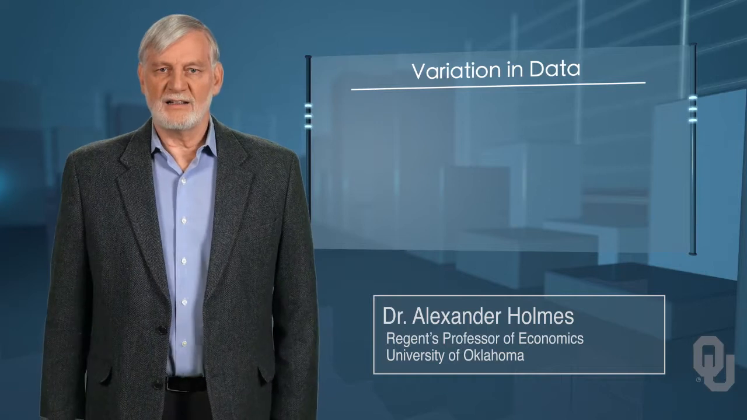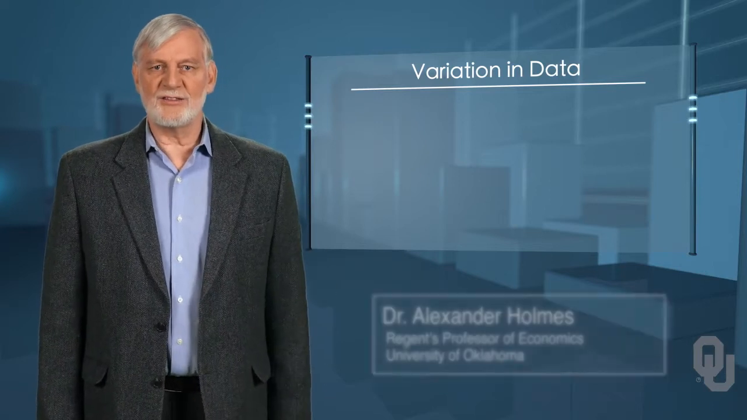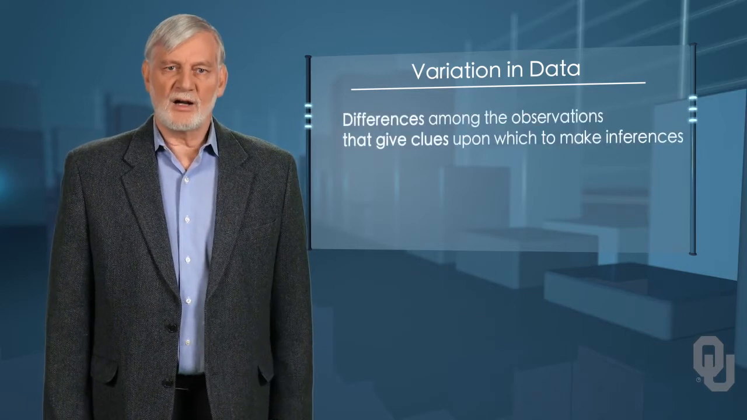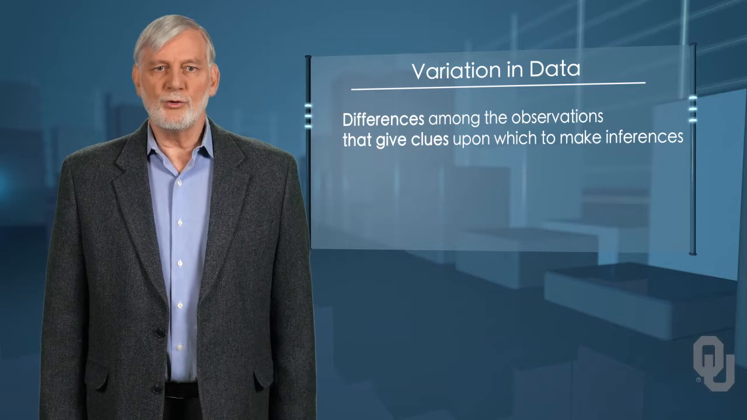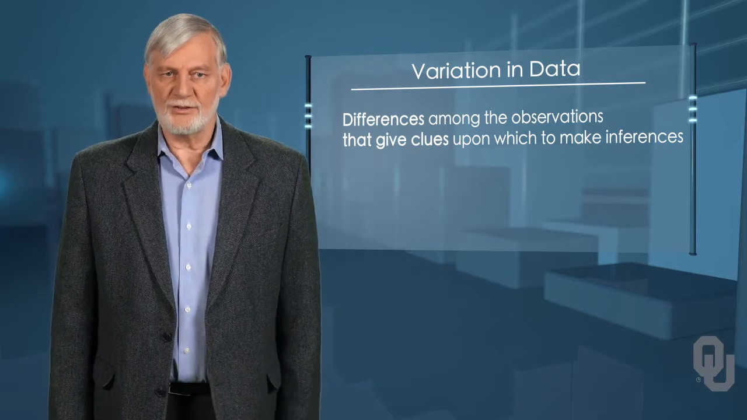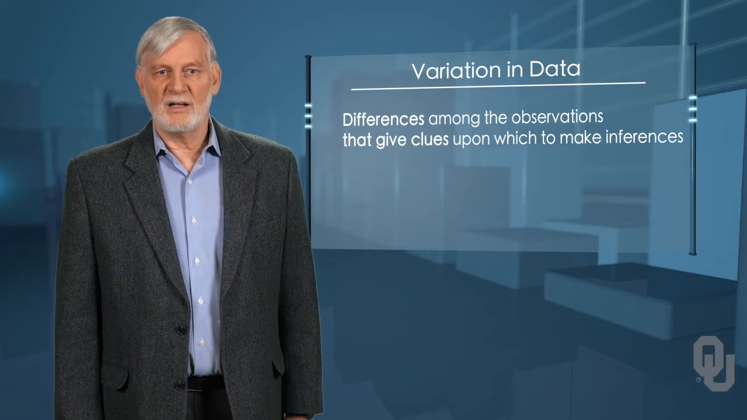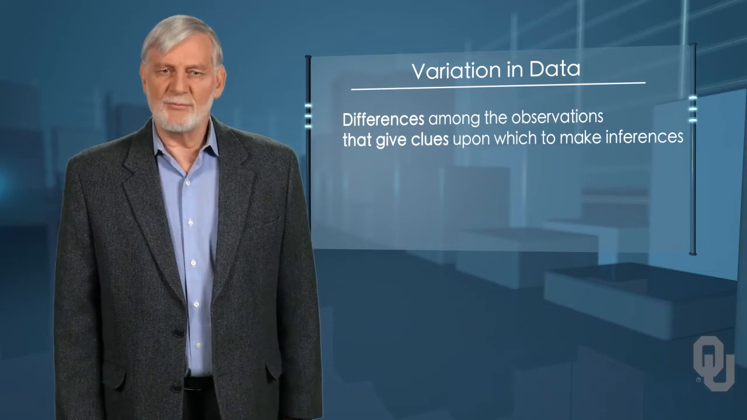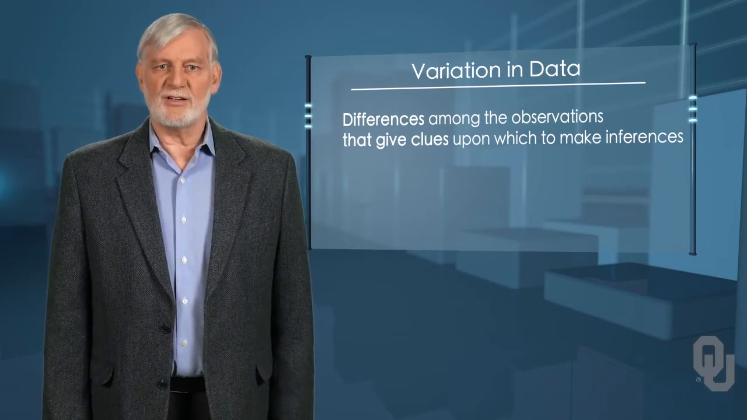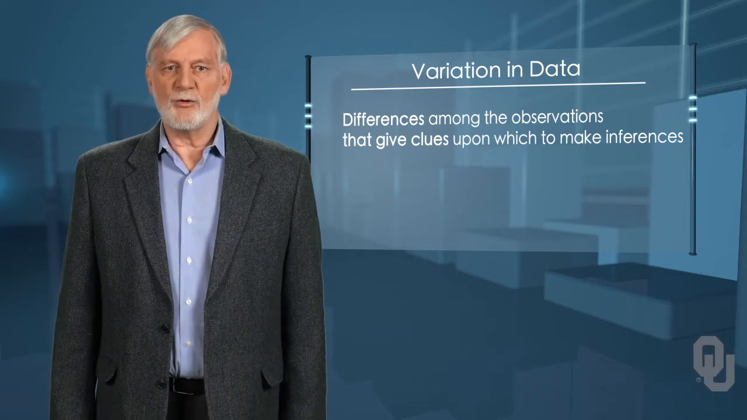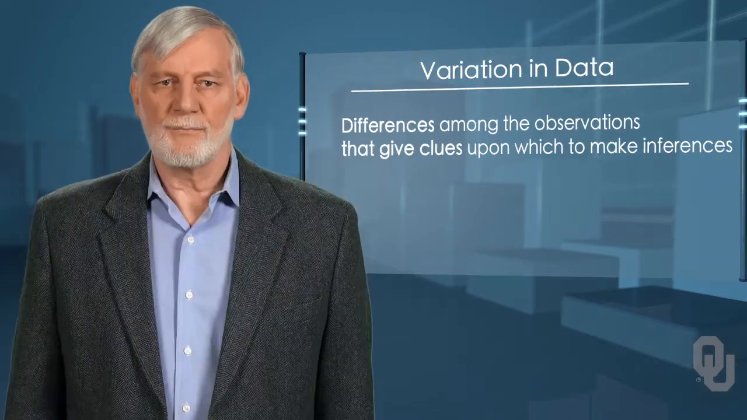We've saved the very best of descriptive statistics for last. Variation in data, as in all things, is the spice of life, and it is the most interesting aspect. Variation in data are the differences among observations that give clues upon which to make inferences. While we may be searching for the mean value of a population, it is the variation in the sample observations that will be the basis of our final understanding of how good our inference is.